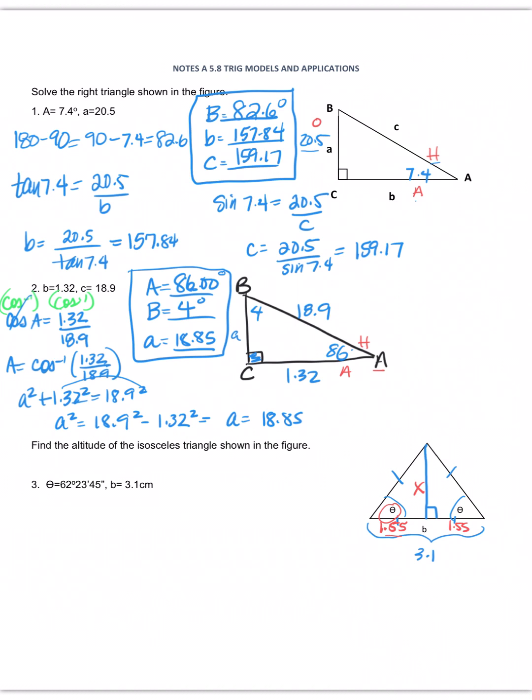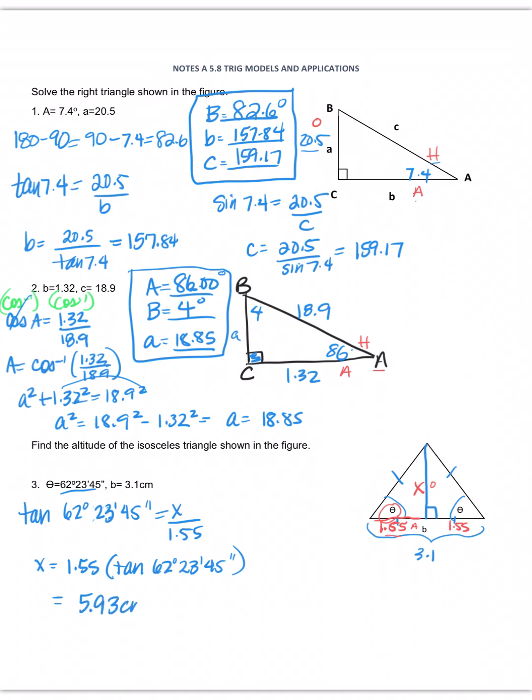Okay, so they gave me theta, they gave me the side, and I just need the altitude. So let's think about this. The altitude relative to theta is opposite. The leg here, the 1.55, is the adjacent. So that's going to require a tangent function. So I'm going to use tangent of this angle in this format. Remember the degrees, minutes formats? Oops, 23, not 32. So tangent's going to equal, opposite is my unknown, adjacent is 1.55. And when I put that in my calculator, crank it in, and I find out that that side length is 5.93 centimeters.